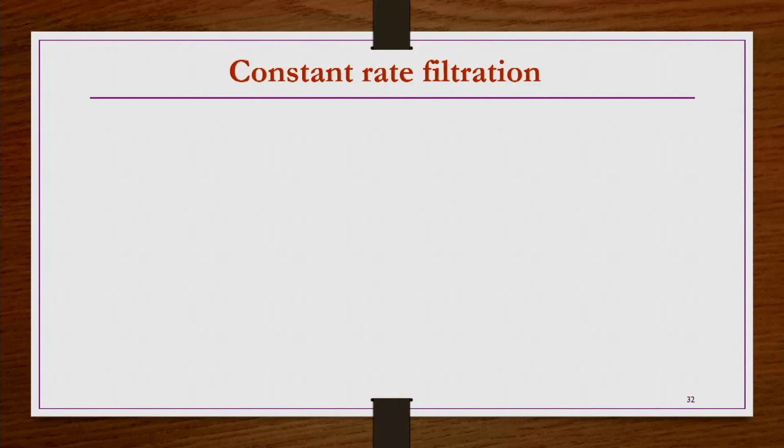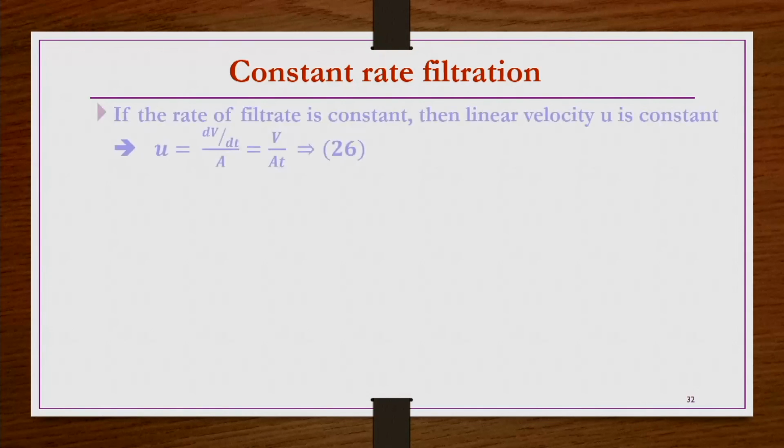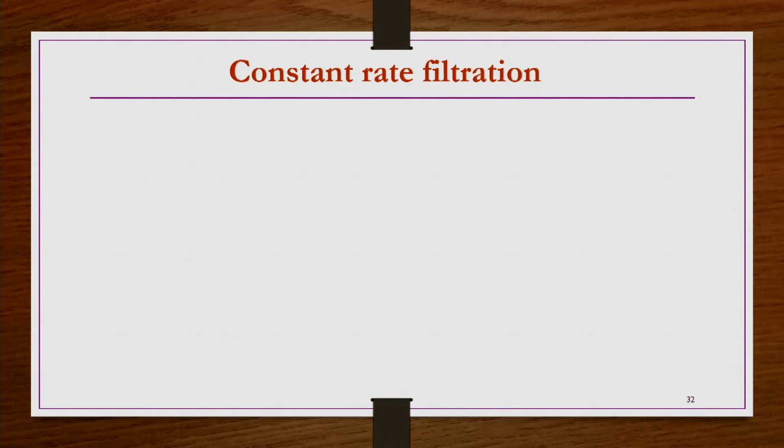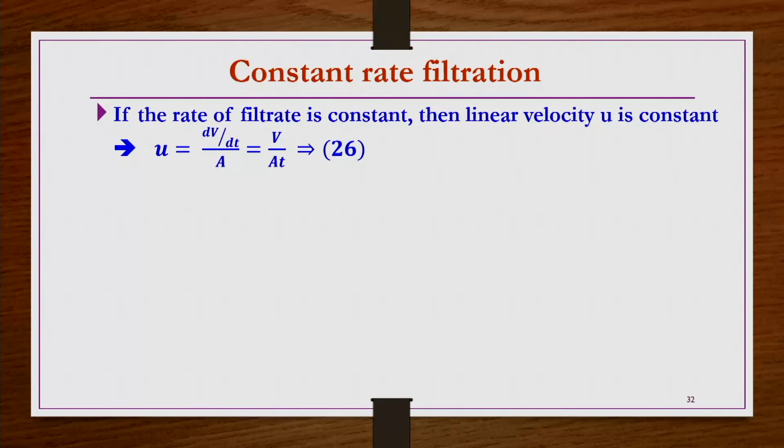So, finally, constant rate filtration. The previous two cases we covered were constant pressure filtration for batch and continuous processes. Now we are going to have equations or principles of constant rate filtration under the category of cake filtration. Though it is very rare, we need to have these equations. If the rate of filtrate is constant, then linear velocity u is constant. So, u we can write, rather than dV by dt by A, as V by A t, because now the filtration rate is constant.